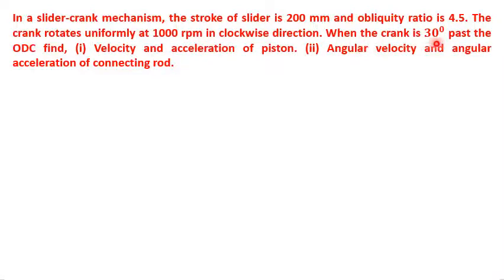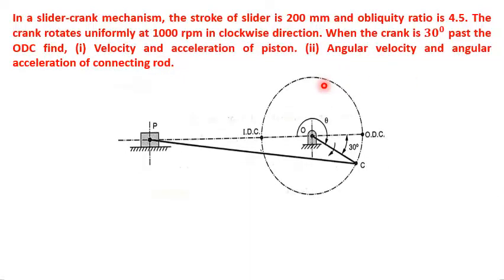So when the crank is 30 degree past the outer dead center, find velocity and acceleration of piston, that is Vp and Ap. Velocity and acceleration of piston we have to find. The next question is angular velocity and angular acceleration of connecting rod, that is omega c and alpha c, we have to find. So this is the given figure of a slider crank mechanism.